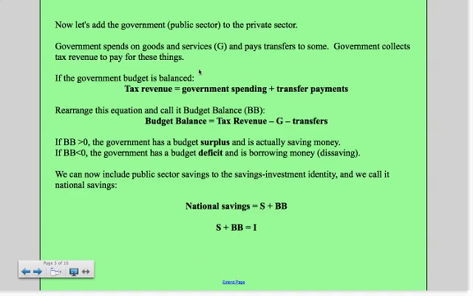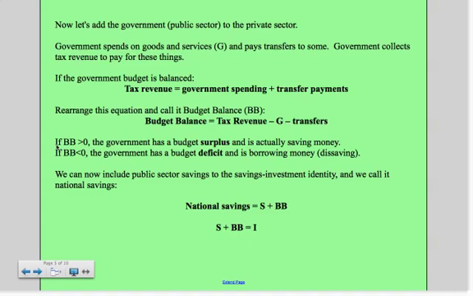Well, let's add the government, or the public sector, to the private sector and see what happens. Well, government, you'll recall, spends on goods and services, or G, remember that component of GDP, and pays transfers to some people. Think of government assistance, Social Security, Medicaid, other transfer payments. Government collects tax revenue to pay for these things, of course, or they borrow. If the government budget is balanced, well, that means that the tax revenue that they take in equals government spending plus transfer payments. That's these 2. Now, if we rearrange this equation and call the budget balance, what do we get? We get budget balance equals tax revenue minus government spending on goods and services minus transfers.